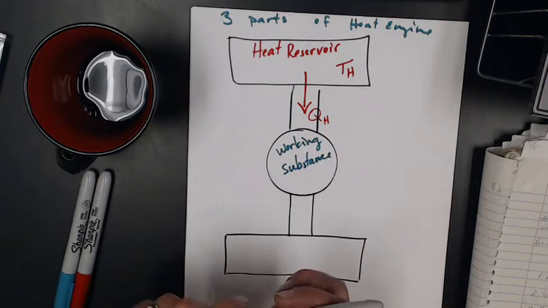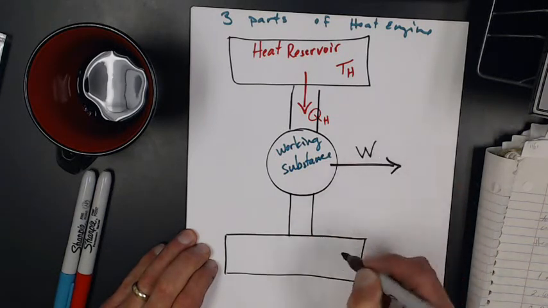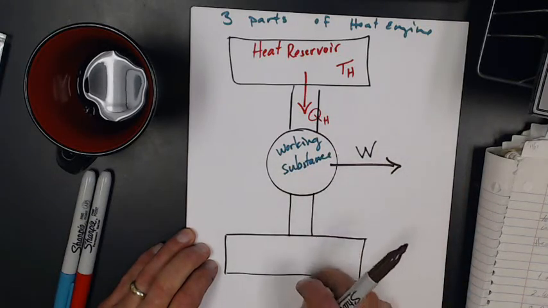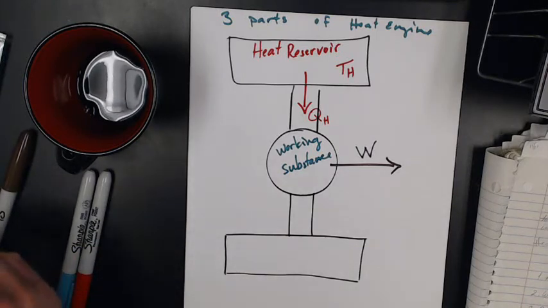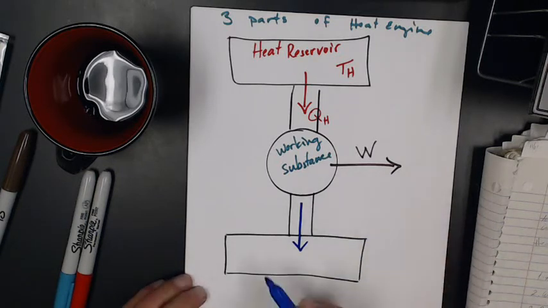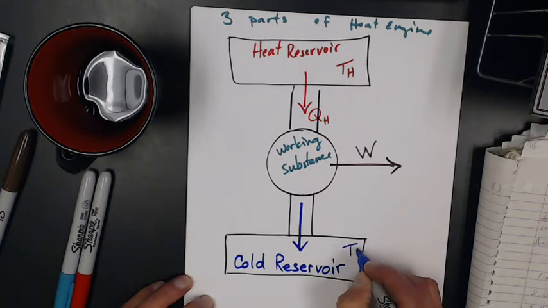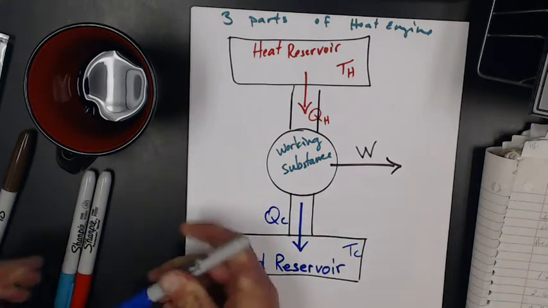And what does the working substance do? The working substance does work. But it doesn't convert all of this heat into work. Some of that heat is not used, and it gets sent into the cold reservoir. And it is at TC. What flows into the cold reservoir? QC.